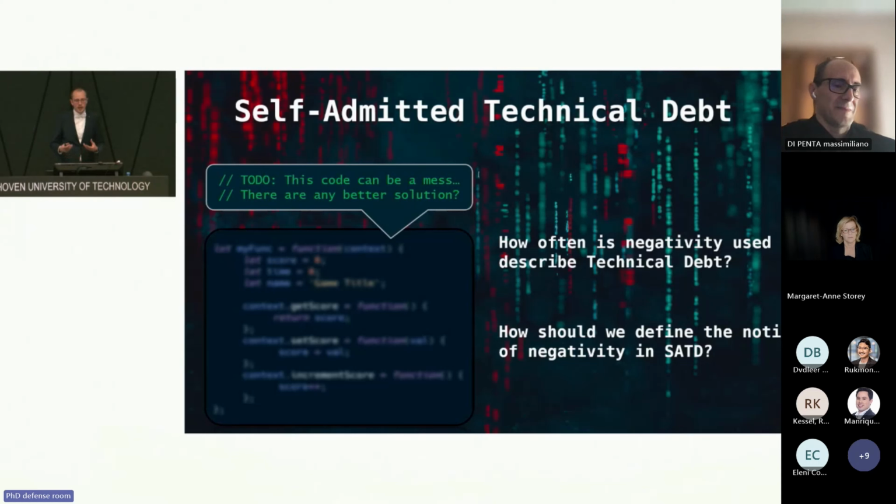So we came up with a labeling guideline in which we clearly defined this notion. We explained that self-admitted technical debt can be very factual, with very factual descriptions, or, as in the examples on the slide here, there is a clear emphasis on problems in the source code using words commonly associated with affective lexicon, so with anger or with sadness.